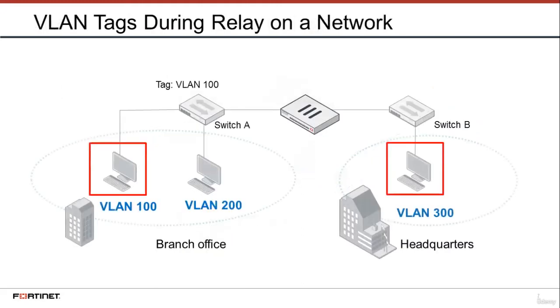In this example shown on this slide of NAT operation mode, a host on VLAN 100 sends a frame to a host on VLAN 300. Switch A receives the frame on the untagged VLAN 100 interface. After that, it adds the VLAN 100 tag on the tagged trunk link between Switch A and the FortiGate.